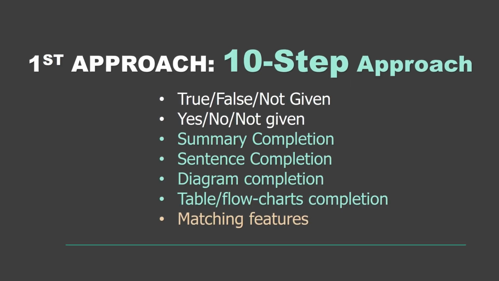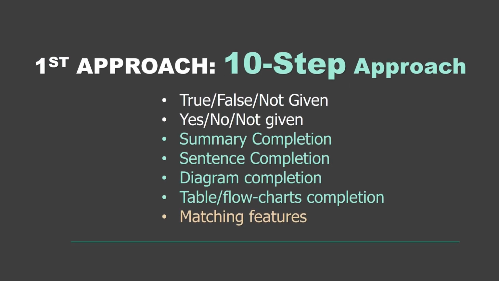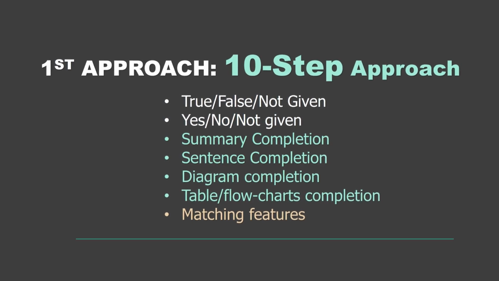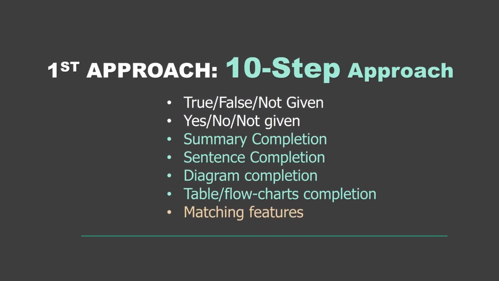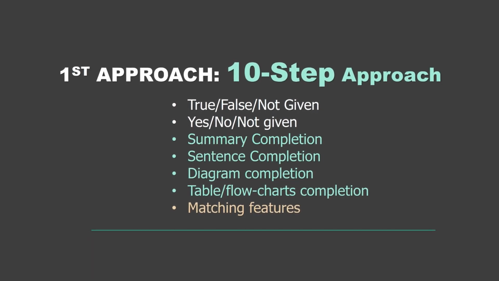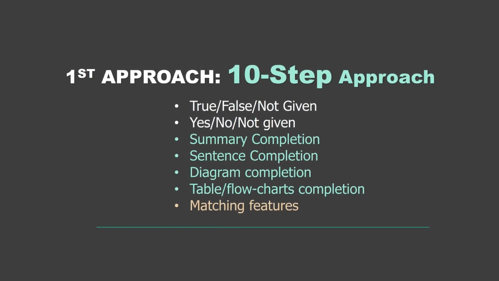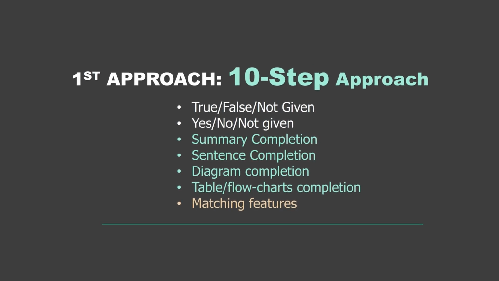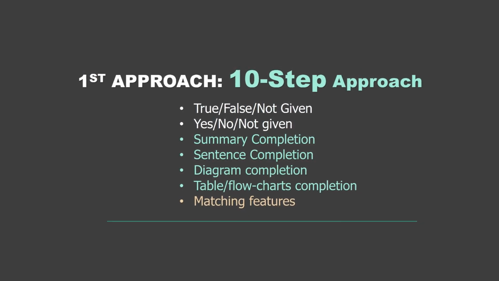In today's lesson, we're going to look at the first approach to answering the IELTS academic reading test. By the end of this lesson, you'll learn the 10-step approach to answering the true or false not given question types, yes, no, not given question types, summary completion, sentence completion, diagram completion, table and flowchart completion, and then lastly, margin features.